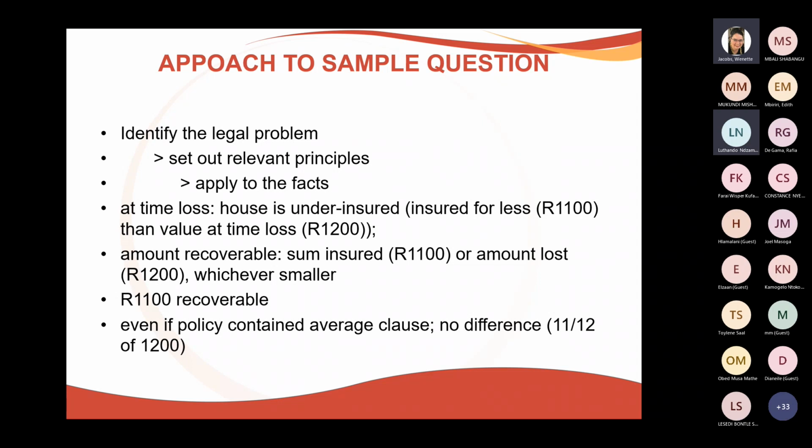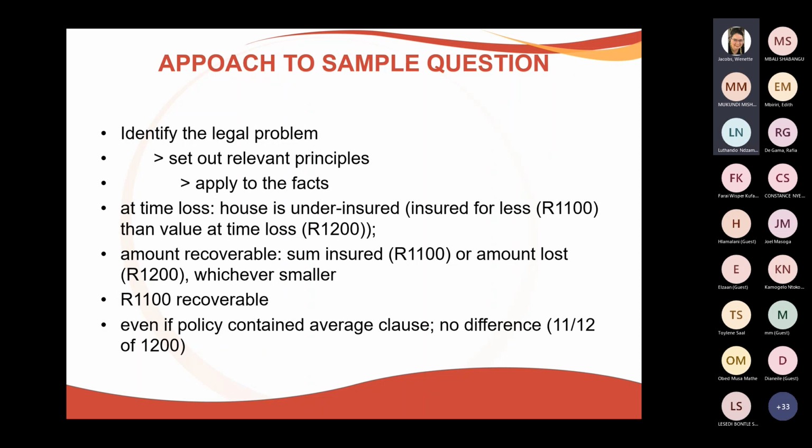Also, the study guide deals with average. So average is automatic in marine insurance, but it can be made express to cases of non-marine insurance. So what is average? Average means that the insured is entitled only to a proportion of the indemnity, namely that proportion to which he or she was insured.